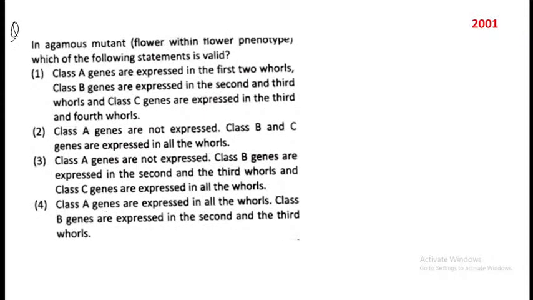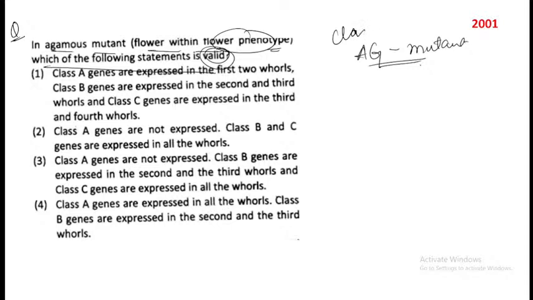Next question for you all. In agamous mutants, flower within the flower phenotype, which of the following statements is valid? It is saying agamous is mutated. That means class C genes are getting mutated. You need to find the correct answer for this particular question. Get the answer for this question, everyone. Give it a try.